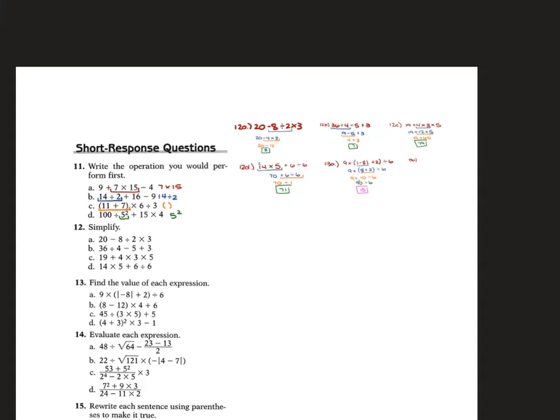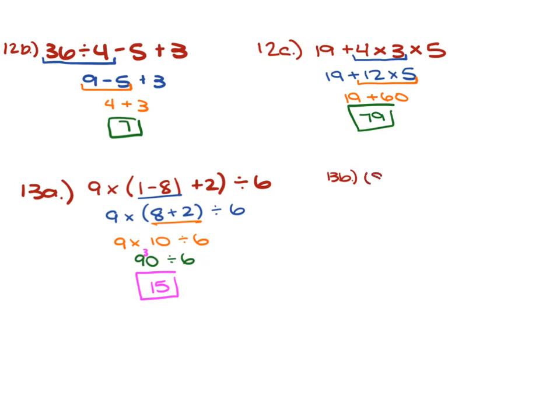For B, we have parentheses 8 minus 12 times 4 plus 6. What's in parentheses will go first. 8 minus 12 is negative 4 times 4 plus 6. From here, we're going to do the negative 4 times 4, which is negative 16, plus 6 is negative 10.